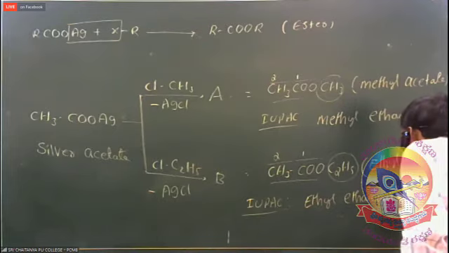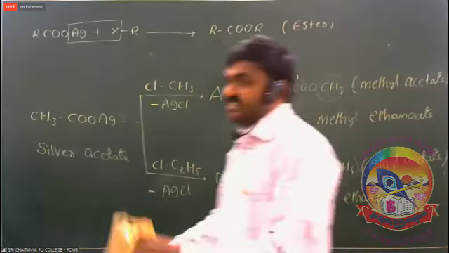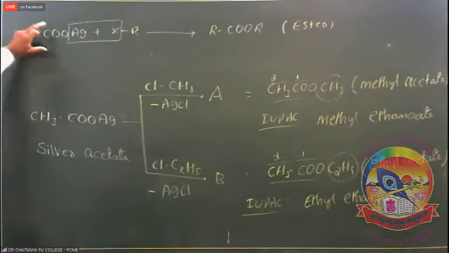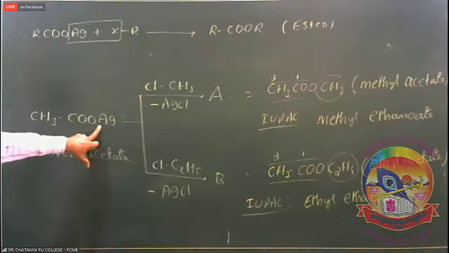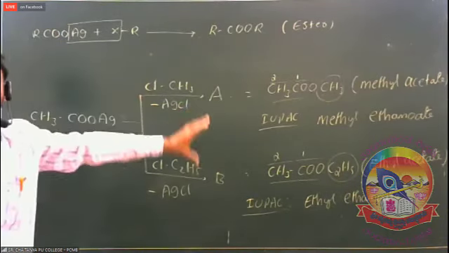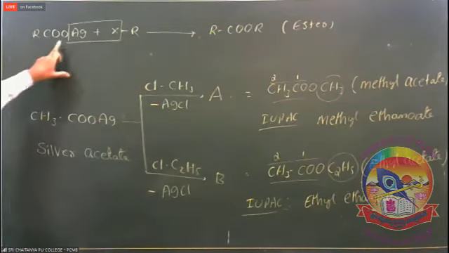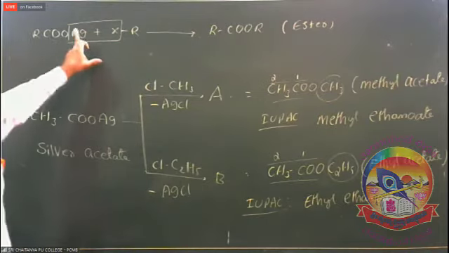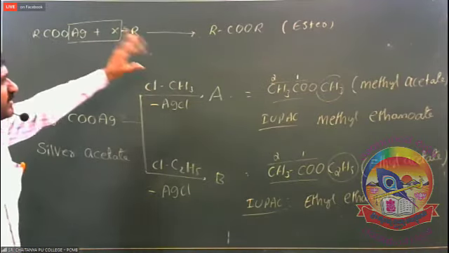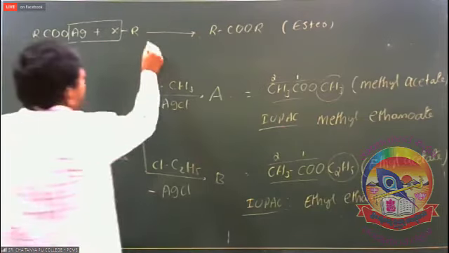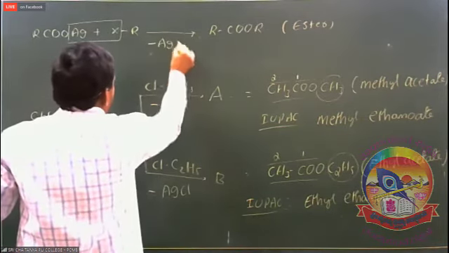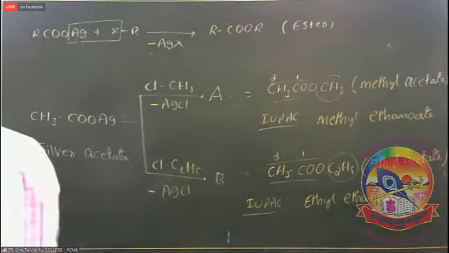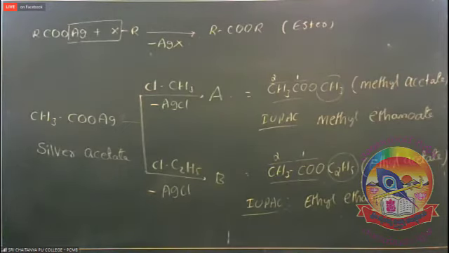Ethyl ethanoate. It is a very important conversion. When alkyl halides are treated with silver salts of carboxylic acids, esters are formed. Here Ag and X are eliminated as AgX, and the product formed is RCOOR, which means an ester is formed.